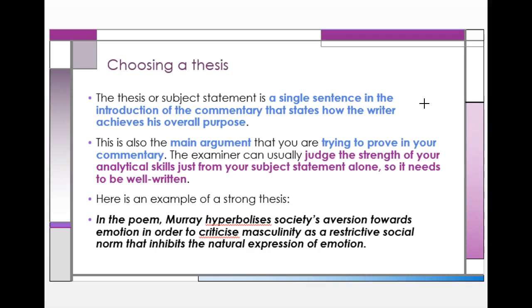Wow. Did they include any of the literary devices that they are going to talk about? No, they don't. But just from looking at this, I can see that this thesis statement really focuses on the author's intention, theme, and purpose, right? And that is likely going to be coupled with them talking about the overall tone of the piece, right? Emotion in order to criticize masculinity. So I'm feeling like they're going to really focus on the tone of the overall piece as a restrictive social norm that inhibits the natural expression of emotion.